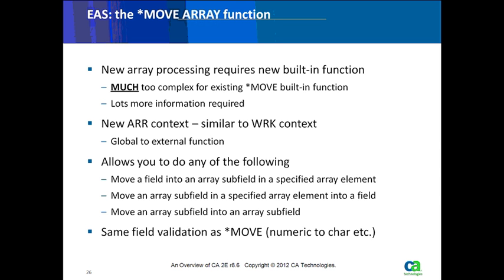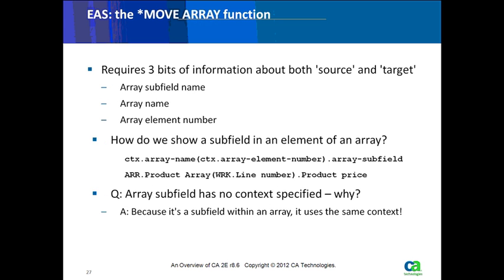What does this new move array function look like? I have a few screens to show you. Obviously, there are three things we need to know. Normally, there are only two things we ever need to know about a field. We say, what's the context and what's the field? I'm looking at local.product code. Here, we need to say, I need the product code field from what array, the product array, and which particular element: the third element, the 17th element, the 100th element.